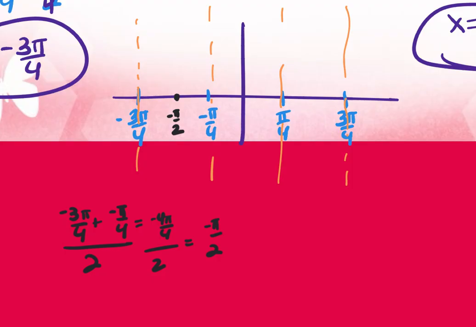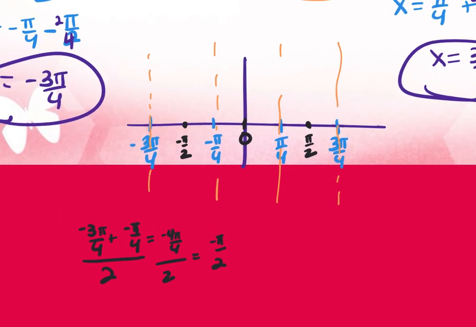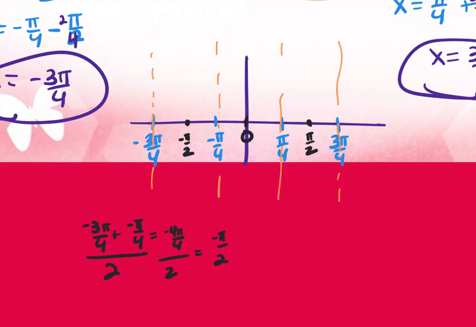What's midway between negative pi over 4 and positive pi over 4? 0. And what would be halfway between pi over 4 and 3 pi over 4? Pi over 2. Good. So those are your x-intercepts. You with me so far?